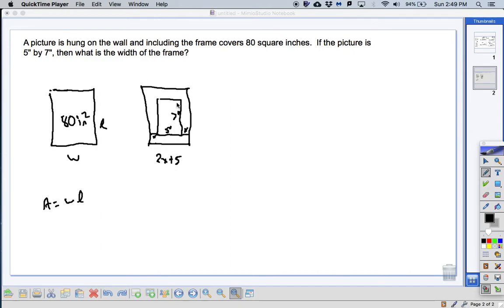And I'm going to do the same thing here. I have x right here. So remember, this is the same width all the way around. This would also be x. So the length here is going to be 2x plus 7. Okay? And we said area is width times length. So I need to multiply these out. So I got 2x plus 5 times 2x plus 7. And we said the area was 80. So the total here is going to be 80. Now I've written my equation.